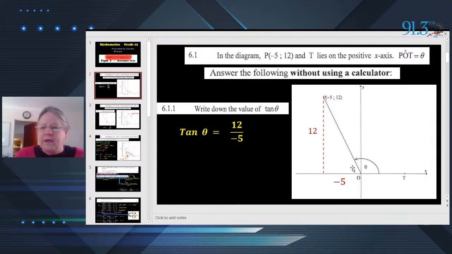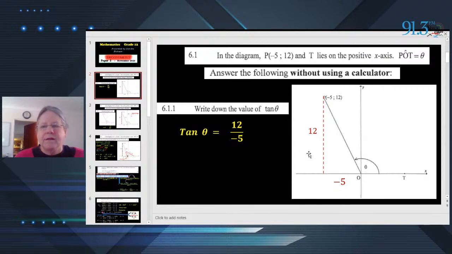So we are using the acute angle that I'm pointing at the moment. Why? Because the first basic rule in any trigonometry is, first of all, you get rid of negative angles. And if you find obtuse angles, like this theta, we work with the acute angle. That is why when we use this, we pretend that we're sitting here where I'm pointing at the moment. So right, in the diagram, P is (-5, 12), and T lies on the positive x-axis, and angle POT is theta. Now they want the value of tan theta.